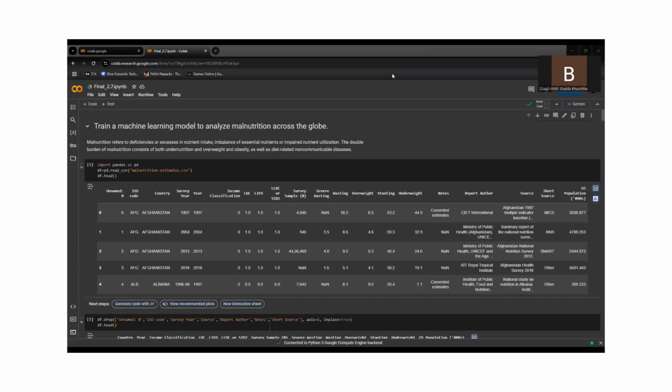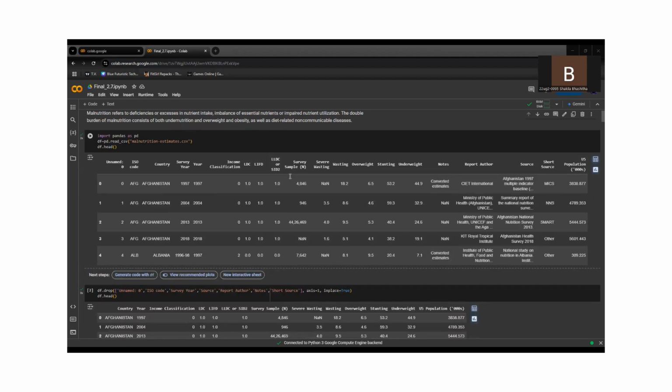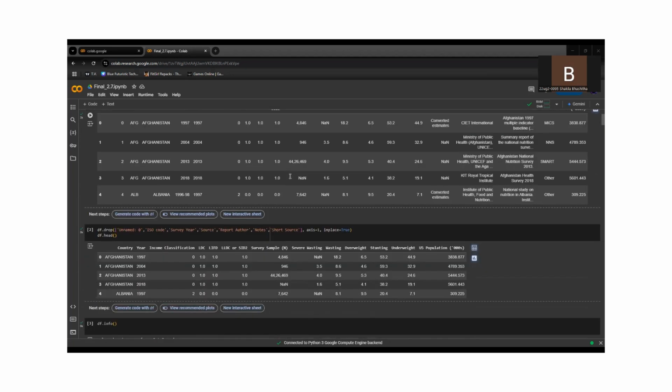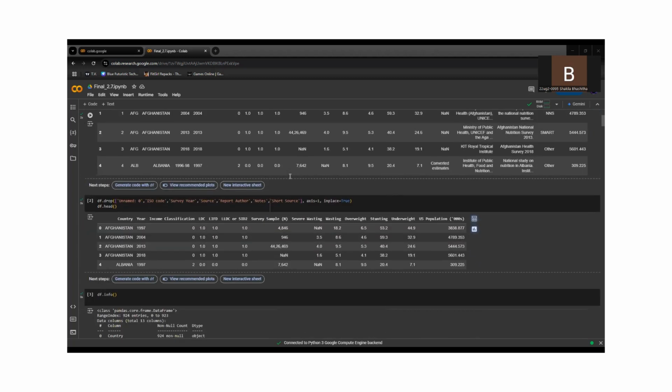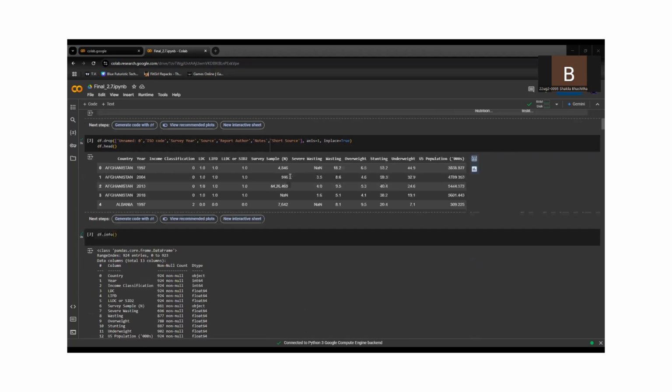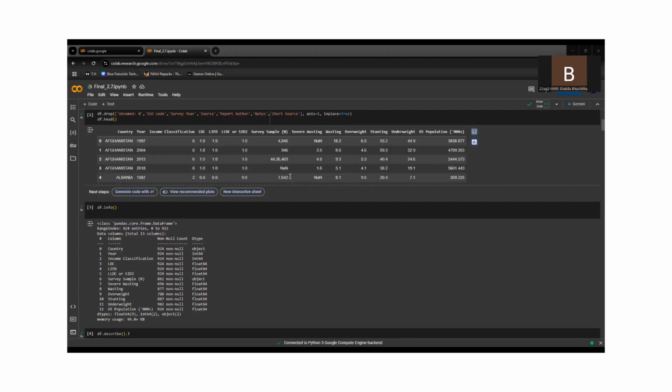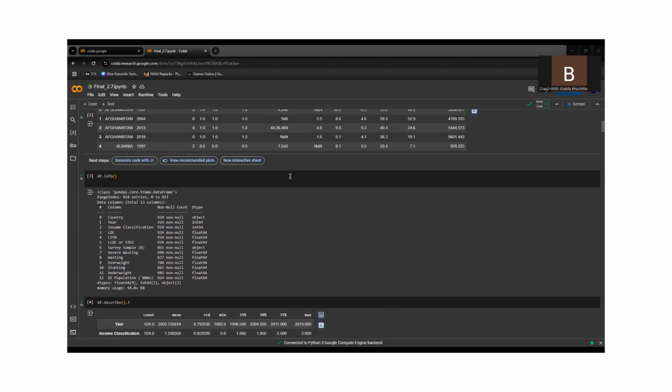Now, let's walk through our code step by step to show how we built our machine learning models for predicting malnutrition trends and identifying high-risk countries. First, we imported the dataset. Then some data pre-processing. This included removing unnecessary columns, handling missing values, and converting categorical data like income classification into numerical format so the model could process it. Next, we performed feature selection, choosing the most important factors like income classification, severe wasting, underweight, and U5 population to predict stunting. We also standardized the data to improve model performance.